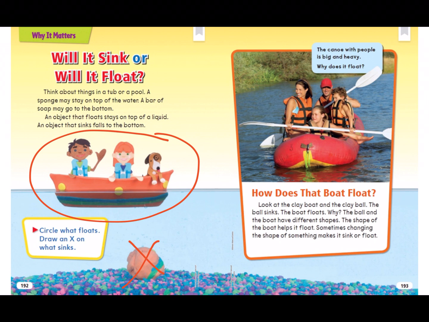How does that boat float? Look at the clay boat and the clay ball. The ball sinks. The boat floats. Why? The ball and the boat have different shapes. The shape of the boat helps it float. Sometimes changing the shape of something makes it sink or float.